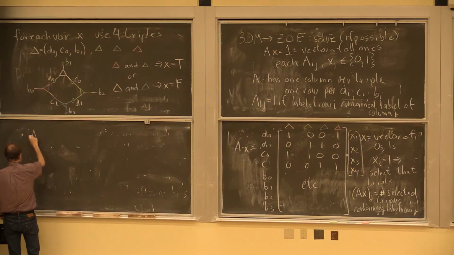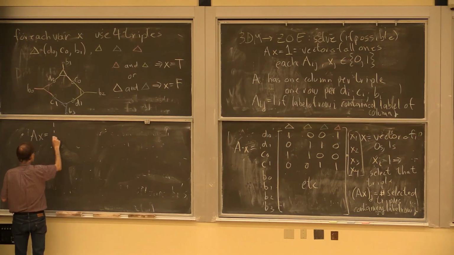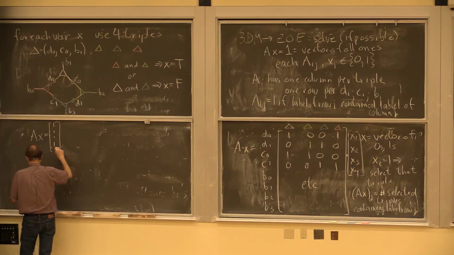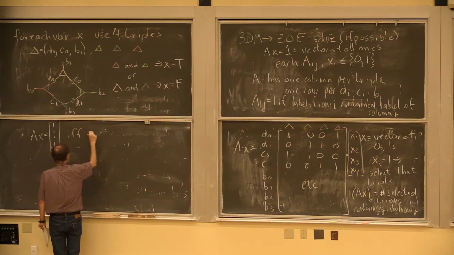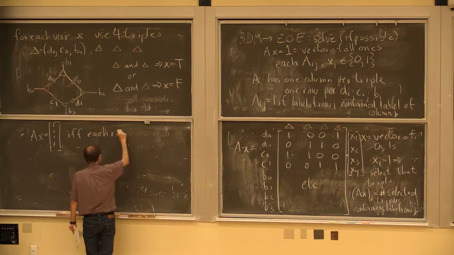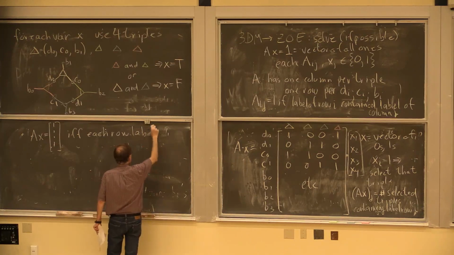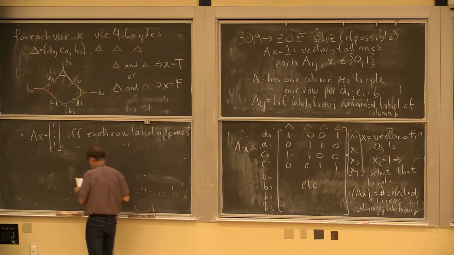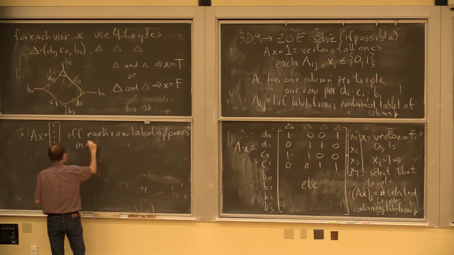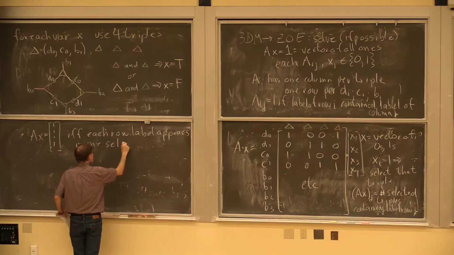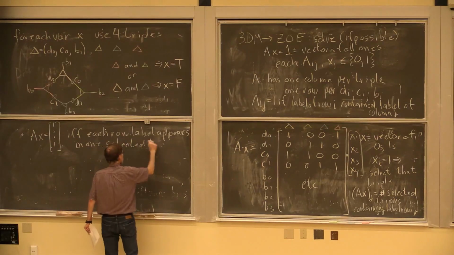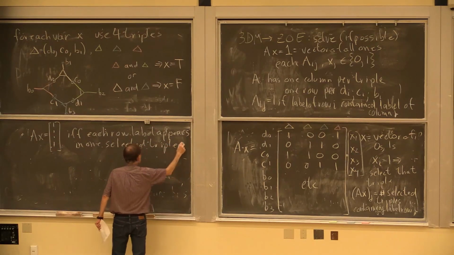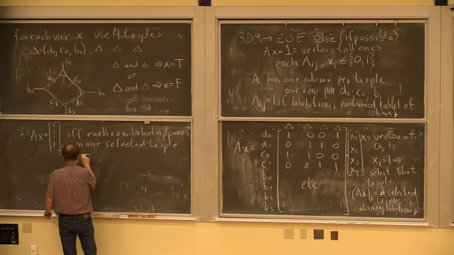So, in particular, I claim that Ax equals the vector of all 1s if and only if each row label appears in exactly one column, which means in one selected triple. And that is the same thing as 3D matching.